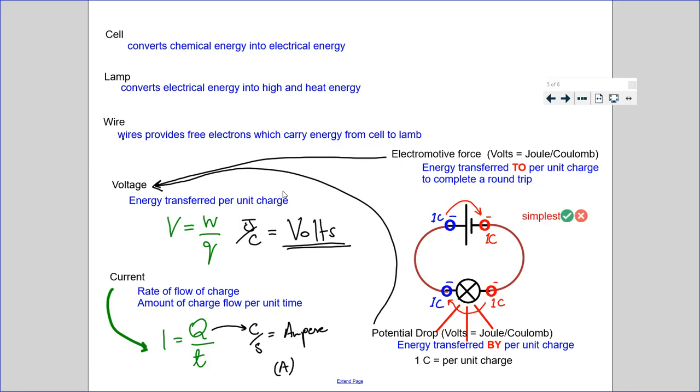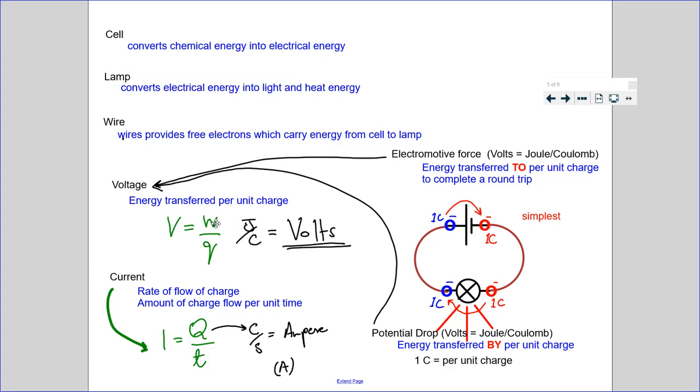So in this simplest circuit, we have used three things: the cell, the lamp, the wire. The cell has the chemical energy and it converts it into electrical energy. The lamp converts that electrical energy into light and heat. And what do wires do? Wires transfer the energy, and provide the free electrons which can transfer the energy from the cell to the lamp. Got it?